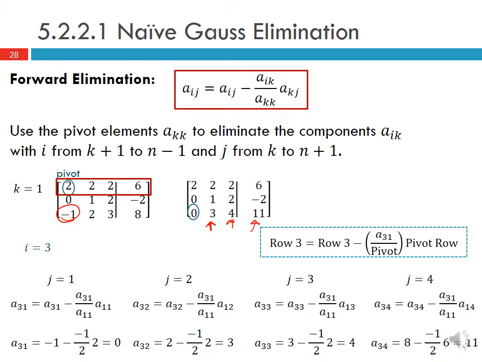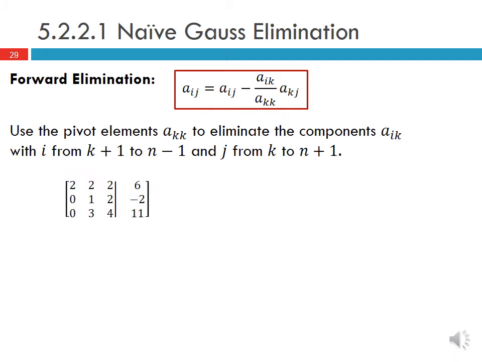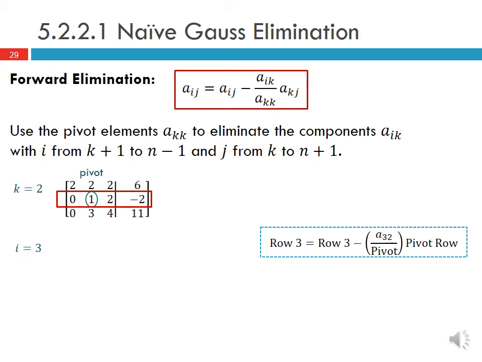So now we've eliminated everything, all the coefficients below our pivot element. So now we can increment our k. So here's our updated matrix. Now k is equal to 2, so our pivot element becomes A22, and our pivot row is the second row. And then we start with i equal to k plus 1.